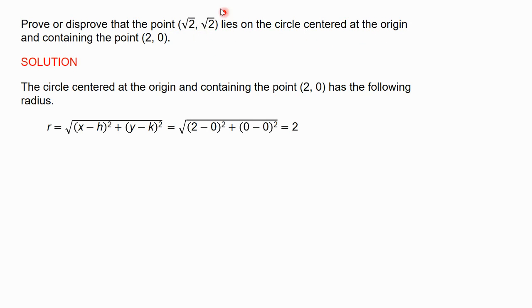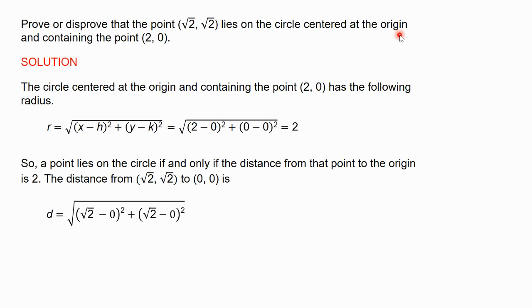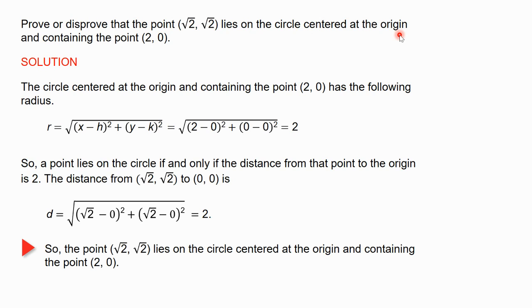We want to know if root 2 lies on that circle. So what we need to do is take the point root 2 and the origin 0, 0, and find the distance between those 2 points to figure out, is it in fact a radius of 2? And when we plug into the distance formula, we end up getting that it does have a radius of 2. Therefore, root 2 lies on the circle centered at the origin containing the point 2, 0.